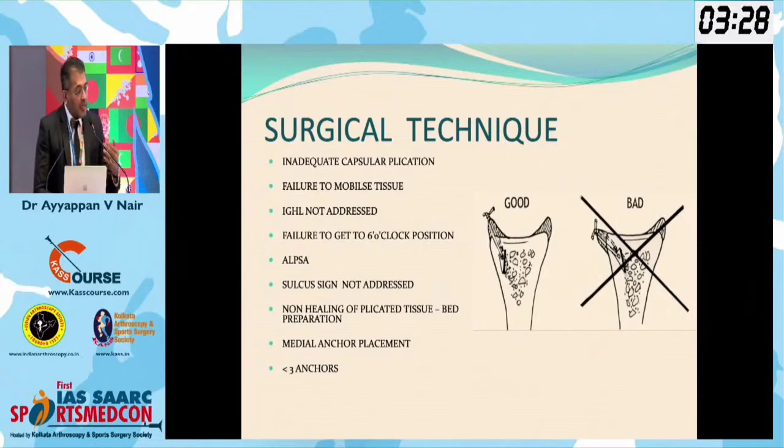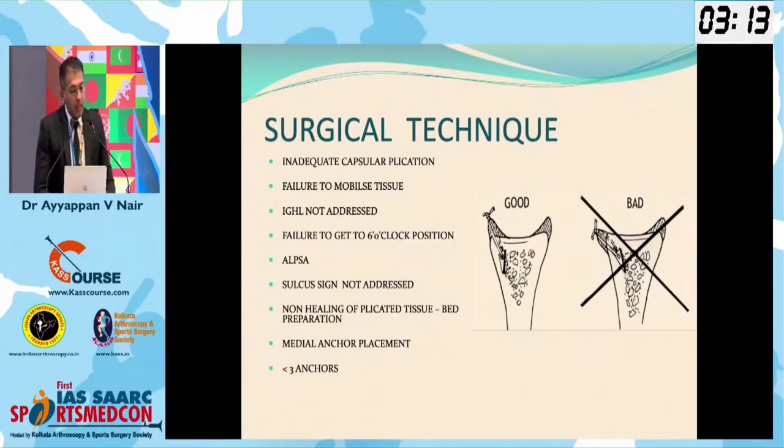So for soft tissue insufficiency, we have to specifically look at ALPSA lesions. We have to do adequate mobilization in the ALPSA and lift up the capsulolabral complex. Then if there is a sulcus sign, we have to take care of that. I would do a rotator interval closure in those cases.